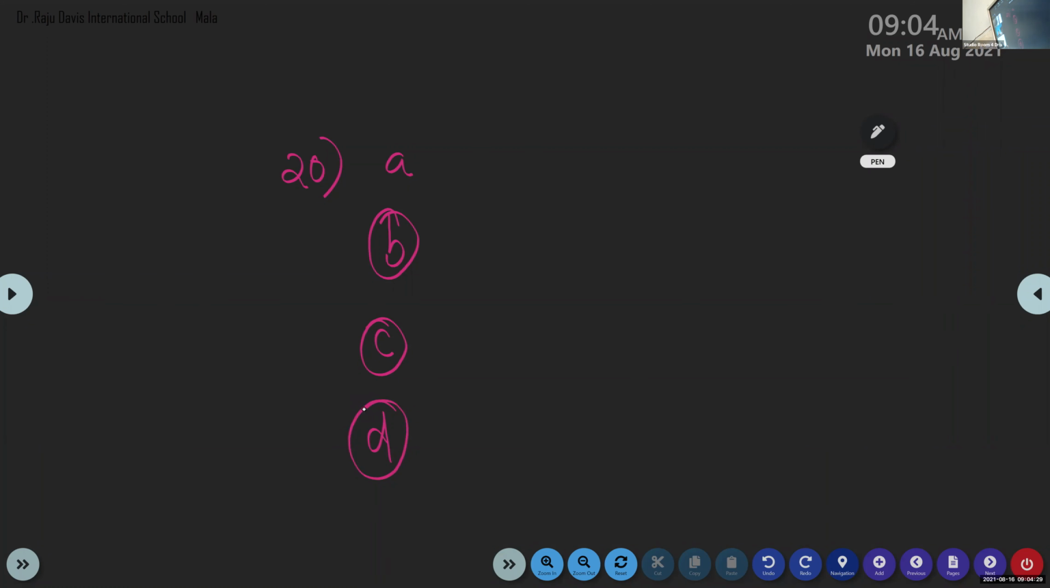Biggest to smallest. Children, please let me take the attendance, okay? Adidev MB. Present, ma'am. Ma'am, in question number 20, we want to arrange in descending order. Yes, only descending order, okay? Only descending order.